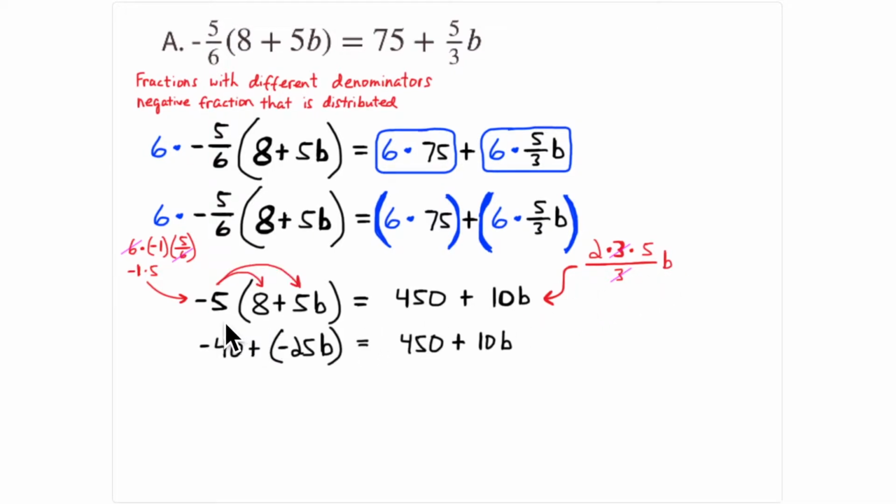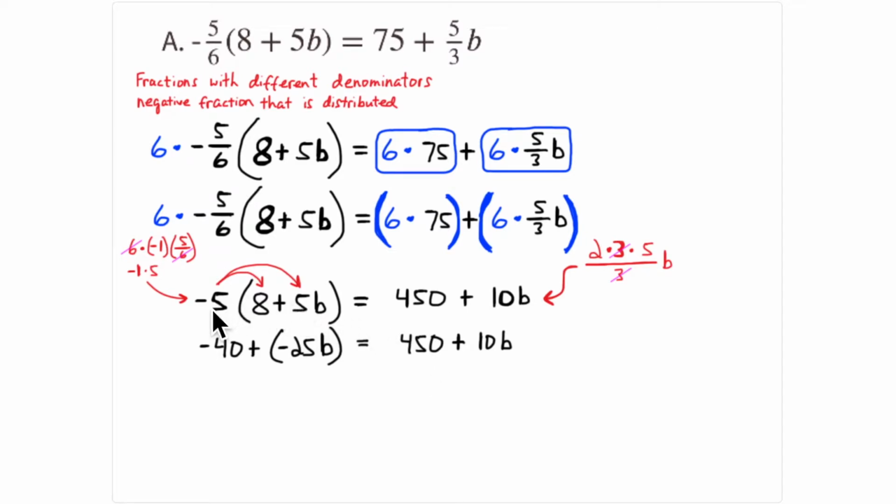And now you can distribute the negative 5, and it makes more sense. A little bit easier to deal with. It's no longer a fraction. So 8 times negative 5 is negative 40. And again, I would look at this as the opposite of 5 times 5b. So what's 5 times 5b? That's 25b. And what's the opposite of that? A negative 25b. And that equals, nothing's changed over here.